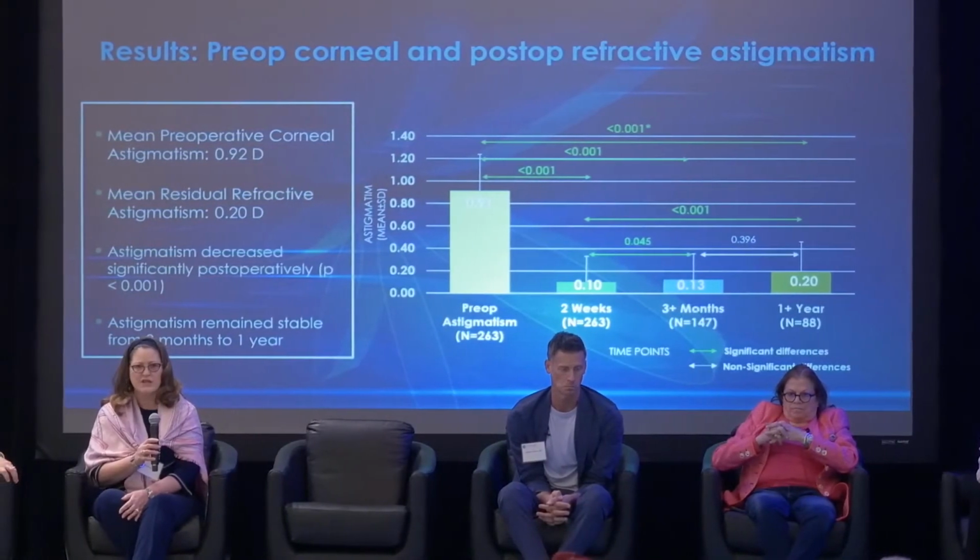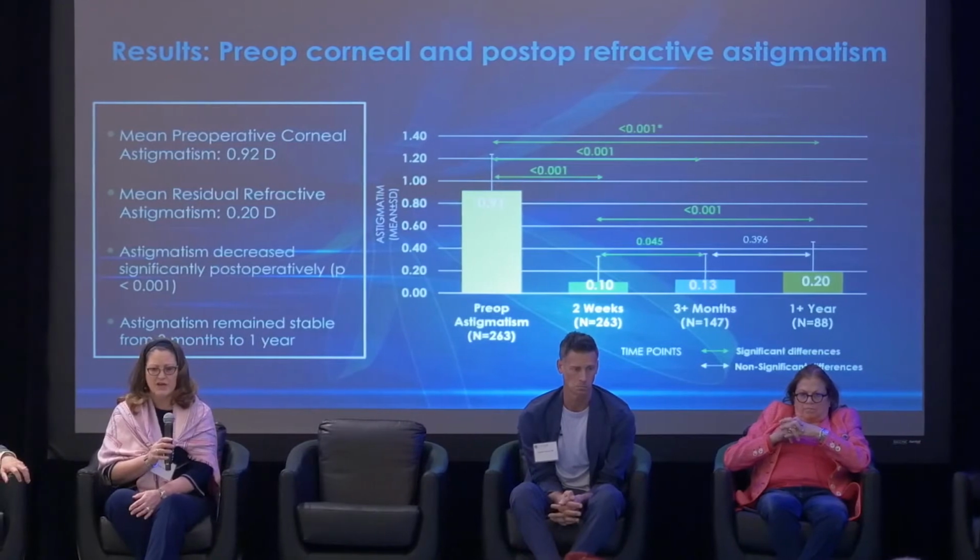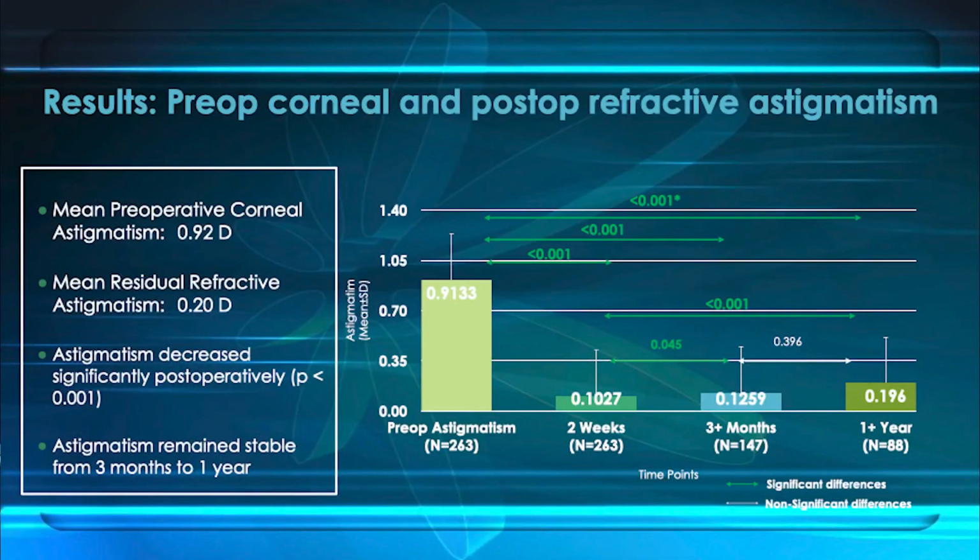So these are the results that I published in JCRS, 263 patients. The range of astigmatism was above a half a diopter for these patients, and we can see that the results were stable at 1 year, and they were just as stable at 1 year as they were at 2 weeks. There was no statistically significant difference between that time period.